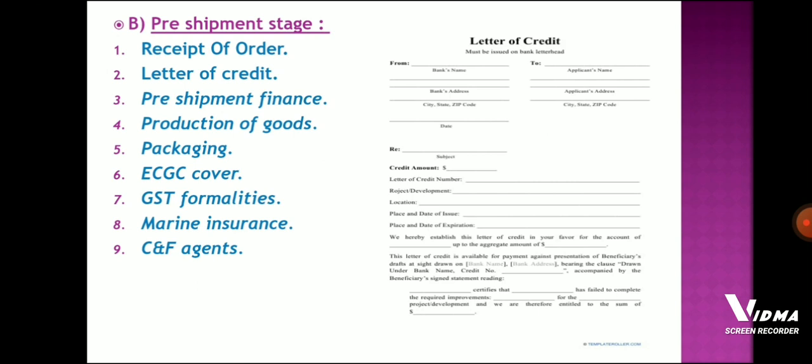Now the next point is pre-shipment finance. Students, after getting the order and letter of credit from the importer, the exporter requires pre-shipment finance. Why is it necessary? And what is the meaning of pre-shipment finance? It means any loan or advance granted or any other credit provided by a bank to an exporter for purchasing raw material, processing the raw material, and manufacturing or packing of goods prior to shipment.